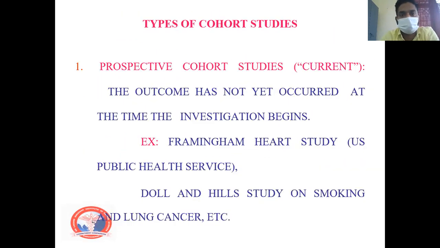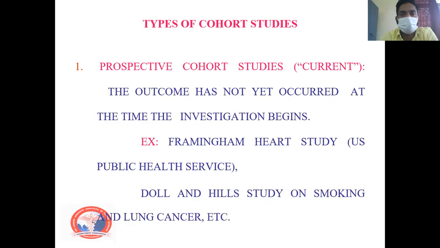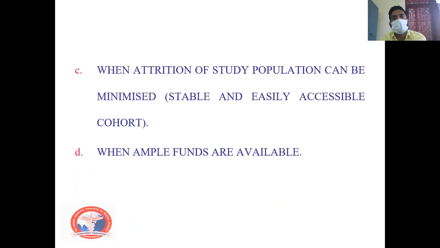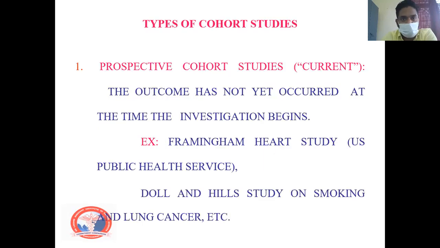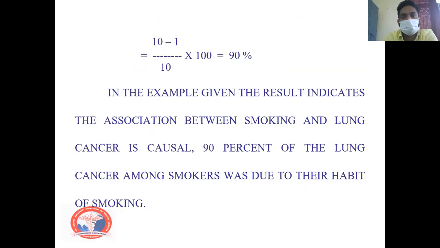Okay, what are the types of cohort study? Prospective, retrospective, and a combination of prospective and retrospective cohort study. And what are the indications? There is good evidence of a causative factor as well as the outcomes when the exposure is rare but the disease among the exposed is more, and when we can cut short the attrition problems and we have ample funds. So these are the indications, the types, and the steps of conducting a cohort study.